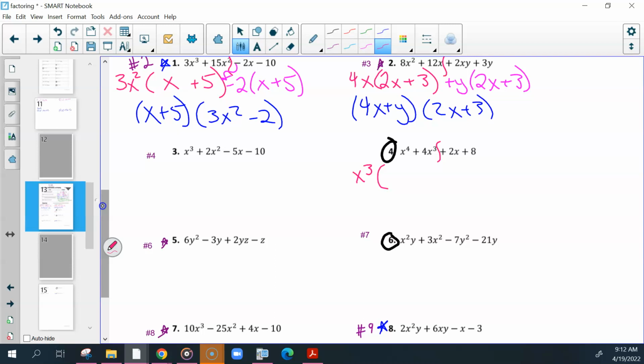For this one, the number of x's these have in common is 3. If we divide both by x to the third, what's left? X plus 4. What do the second 2 have in common? 2, positive 2. And what would be left? X plus 4. No. So what would our 2 factors be? X cubed plus 2 and x plus 4.